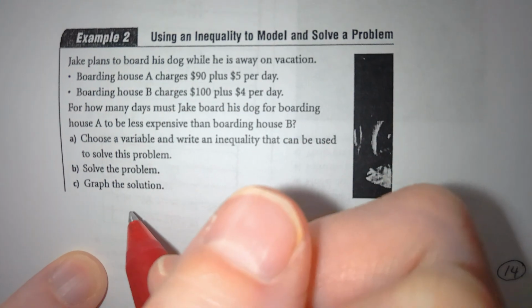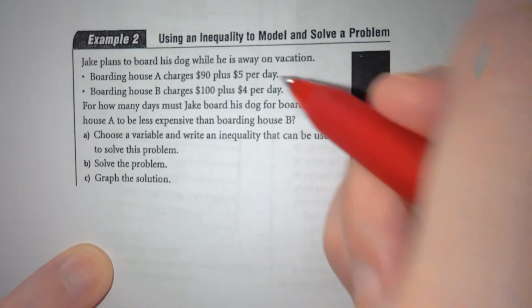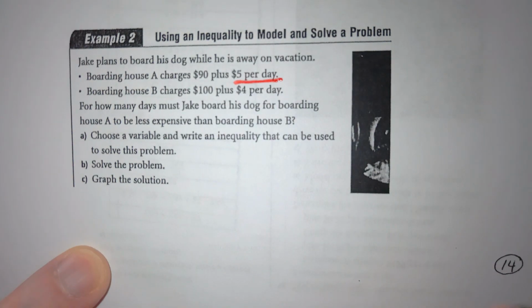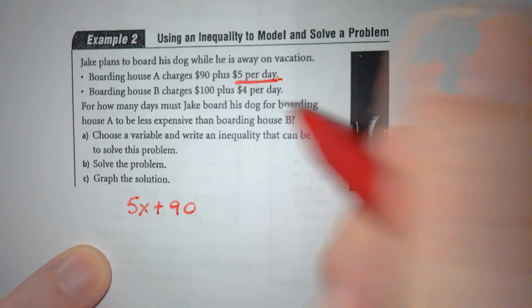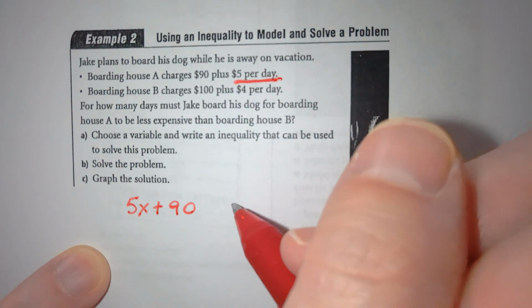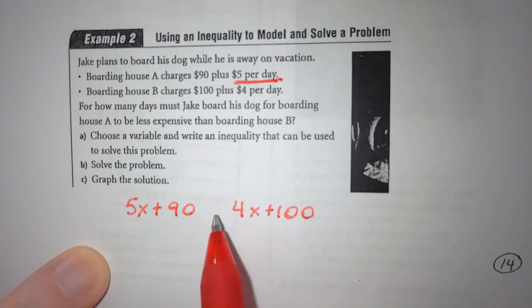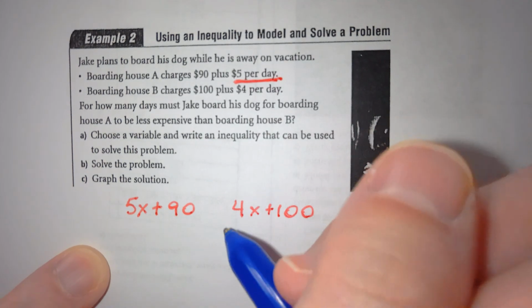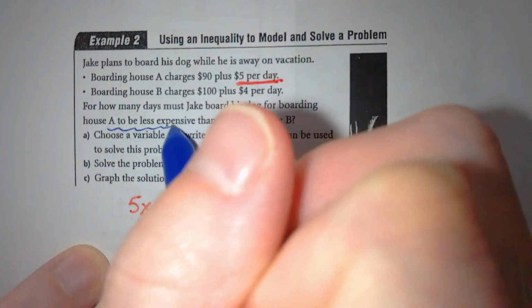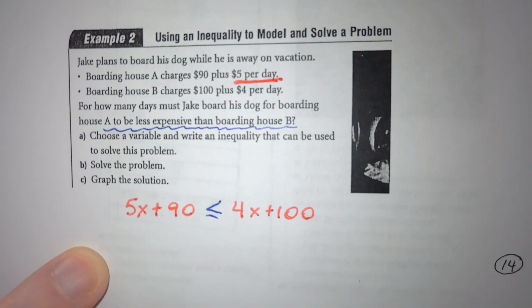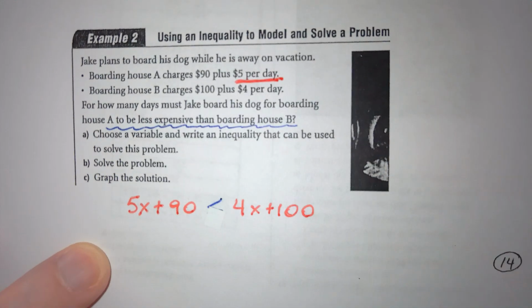90. Mm-hmm. 90x. Oh, so this is the $5 per day. So 5x, right? 5x, and then you have the plus 90. Plus 90. Good. What about the B? 4x plus 100. Right. Okay, but this time, instead of an equal sign in between, what am I writing? Less than or equal to. Perfect. Oh, actually, should it be equal to? Oh, no. It's just less than, because I want to find out when it is less than.